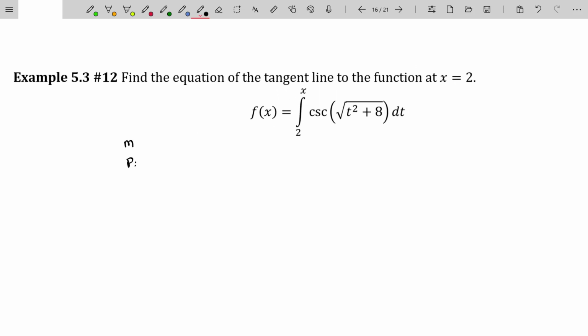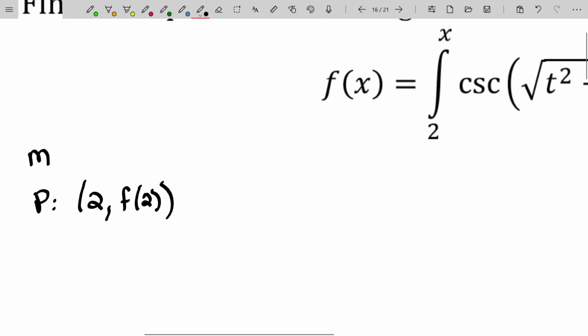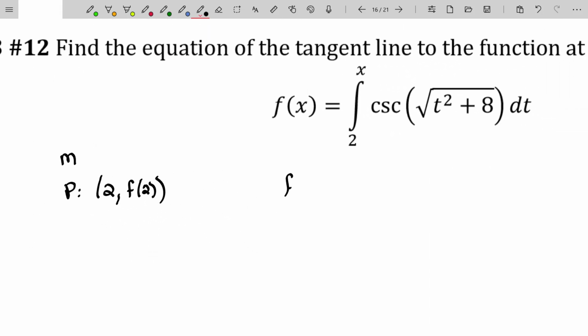Well, they give us that x equals 2. We want to find the equation of tangent line at x equals 2. So the point is going to be 2 comma something. Well, 2 comma f of 2, honestly. Right? Because that's the function value at 2 is f of 2. Well, let's see what f of 2 is. F of 2 is the integral from 2 to 2 of I don't care, because the integral from 2 to 2 is 0. So this is going to be 2 comma 0. So we have our point.